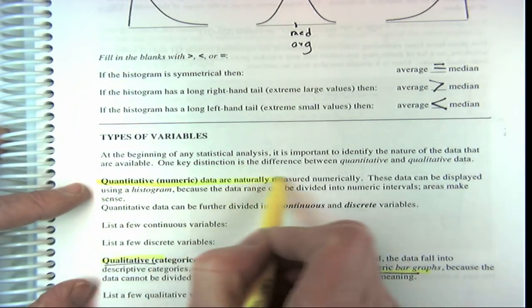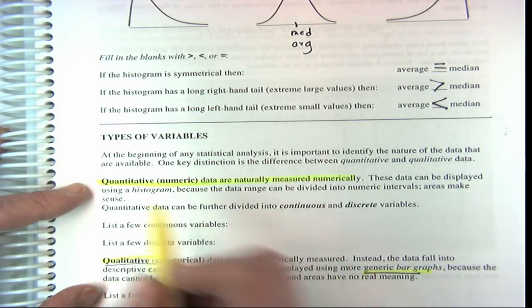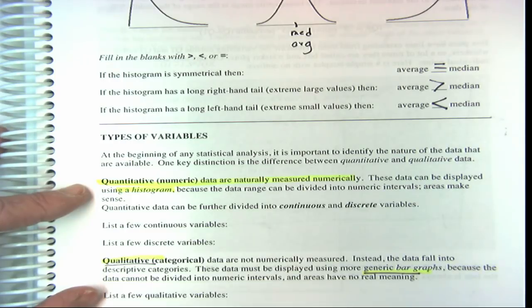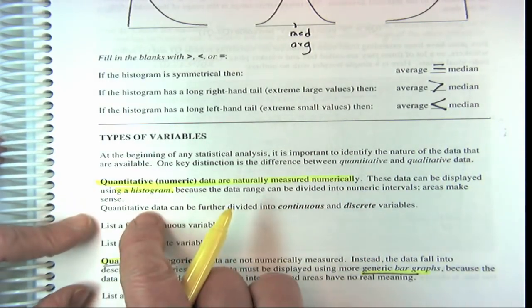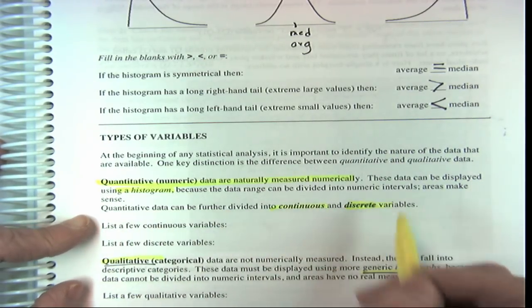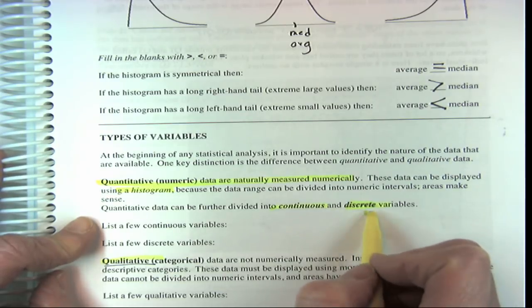Whereas these are naturally measured numerically. Okay, and there you use a histogram for numerical data. Now, quantitative data can be further divided into continuous and discrete. We've been looking at discrete data.